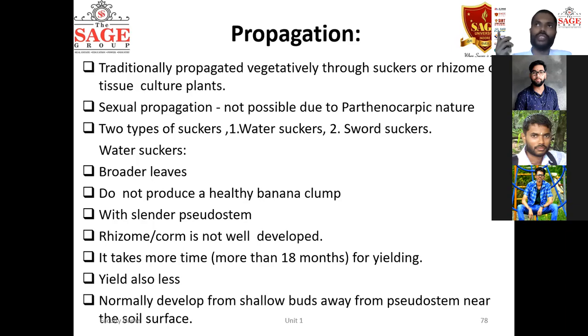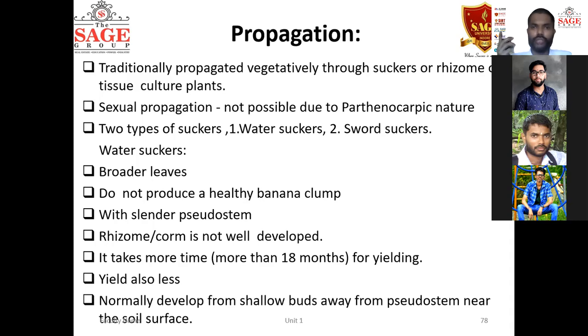Because the development of fruit is parthenocarpic in most banana varieties, especially the triploids. But some diploids can produce seeds, and those seeds are possible to germinate, but it is very difficult and hard to germinate banana seeds.